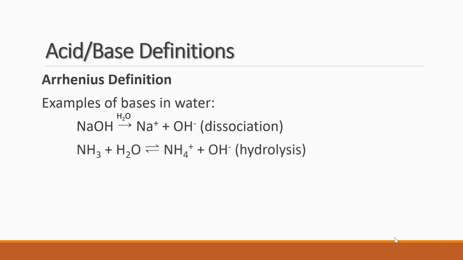Another way bases can form hydroxide in water is by having water give a hydrogen ion to the base. So NH3 is a weak base, it's ammonia, and it can accept a hydrogen ion to make NH4+. When it does that, the water now has one less hydrogen ion and leaves behind hydroxide. This is called hydrolysis when it reacts with the water molecule itself.